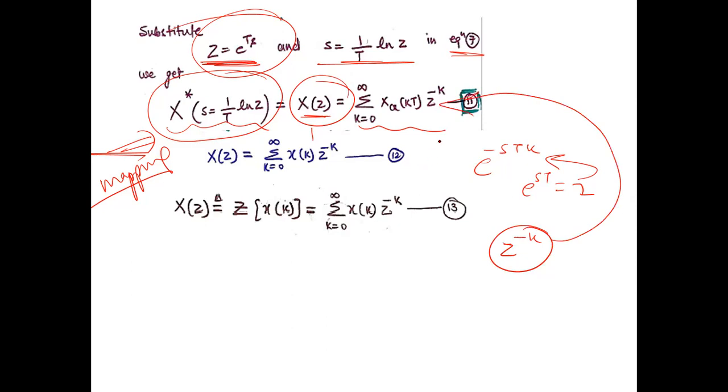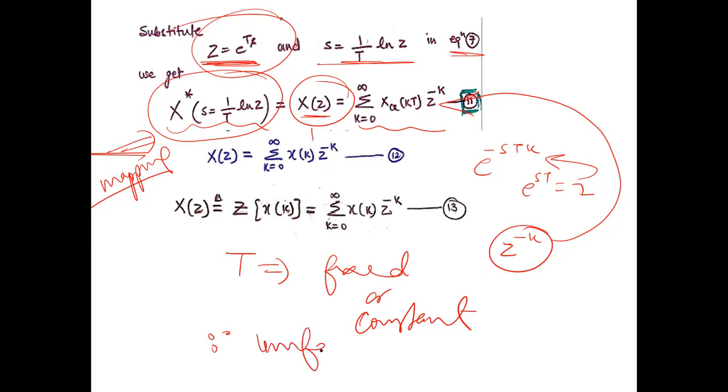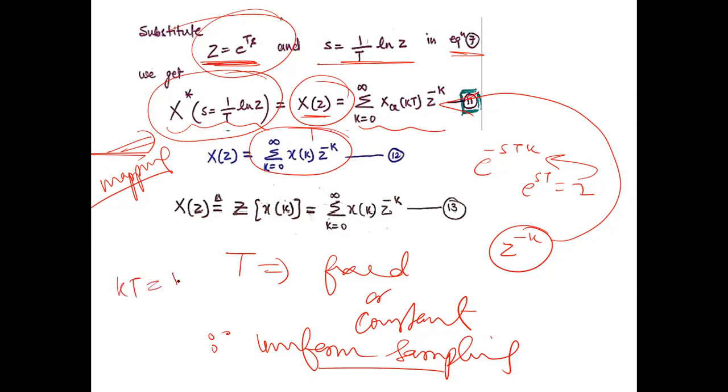If you see, z raised to the power minus k. Now, capital T is fixed or constant, because we have uniform sampling. Due to that this T is fixed. Now when this T is fixed, we can simply replace kT with k. So this is what we have done here. So we have replaced kT with k, and hence we have got this particular equation.